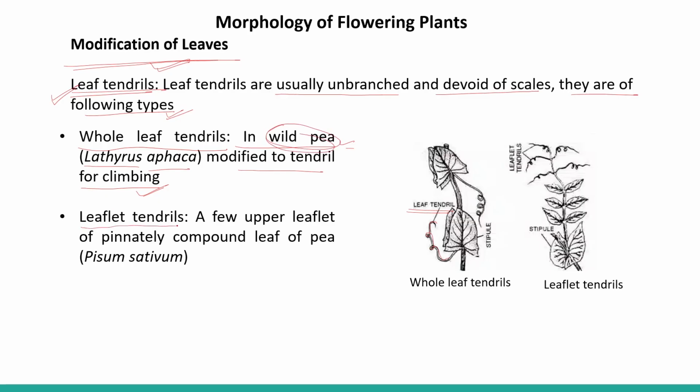Next is leaflet tendrils. Now the whole leaf doesn't change to a tendril, but some leaflets change to tendrils. A few upper leaflets of a pinnately compound leaf of pea, Pisum sativum, very important. Here you can see this is a leaflet, this is a leaflet, this is again a leaflet, but here the upper leaflets change to tendril-like structures for climbing and for support. Okay, so leaflet tendrils.